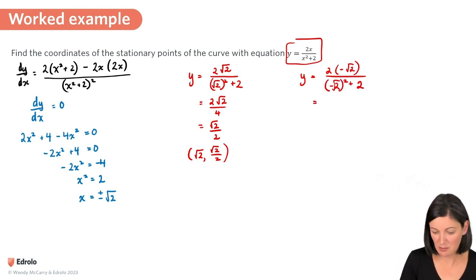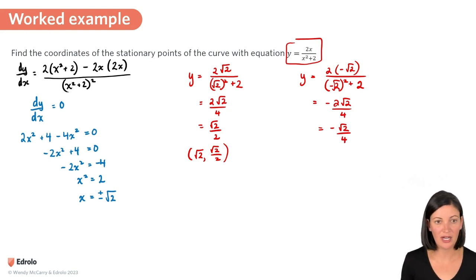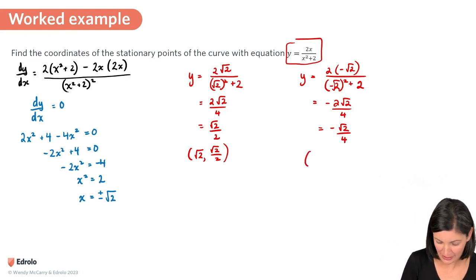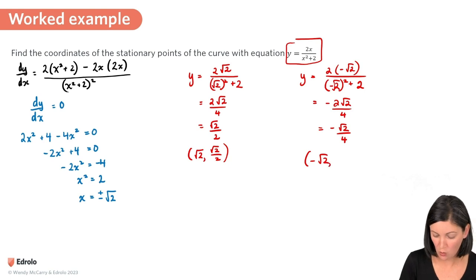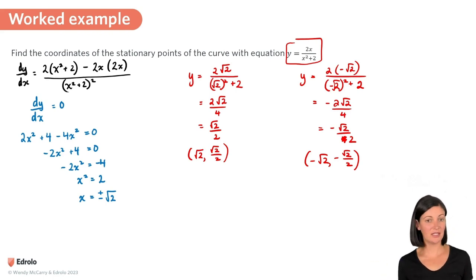Okay, and that ends up simplifying to negative 2 root 2 over 4, which is negative root 2 over 4. So my second coordinate pair would be when x is equal to negative root 2, y is equal to negative root 2 over, sorry, that should be 2. Okay, I didn't simplify fully there. All right, and that's answered our question.